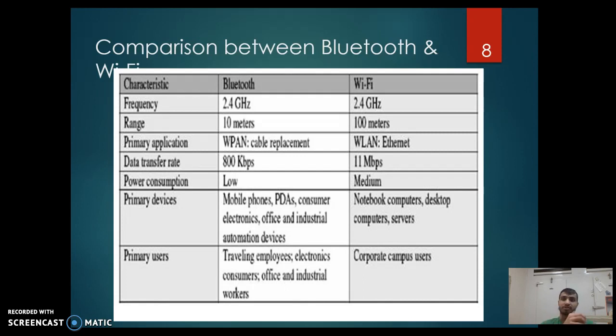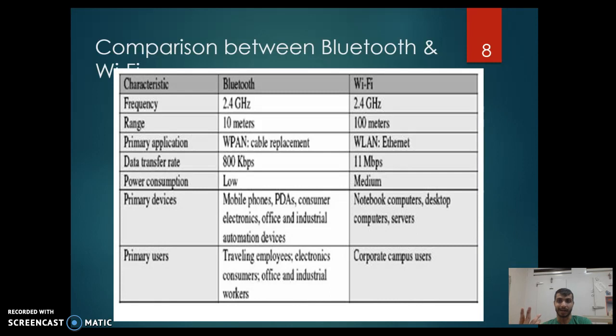Let's talk about the frequency: Bluetooth and Wi-Fi are the same right now, which is 2.4 gigahertz. Let's talk about the range. The Bluetooth range is 10 meters. Wi-Fi is 10 times the Bluetooth range, so it is 100 meters right now. The primary application of Bluetooth is WPAN, the cable replacement, and we all know Wi-Fi is WLAN, also called Ethernet, which is trending nowadays.